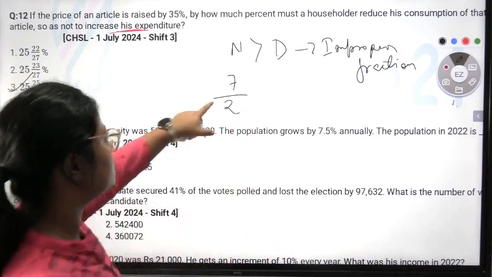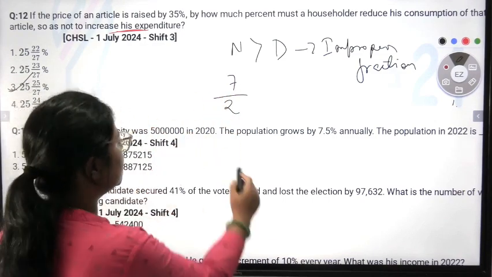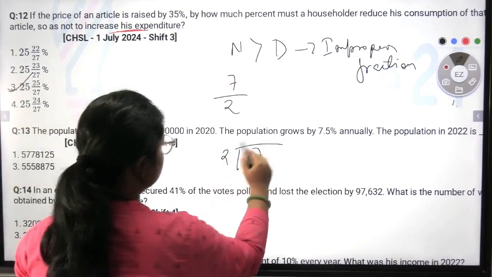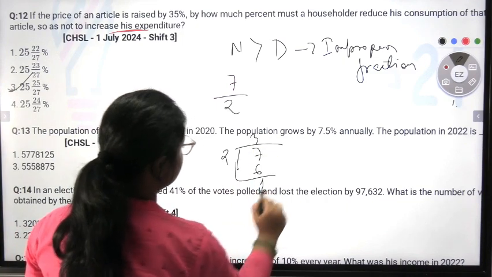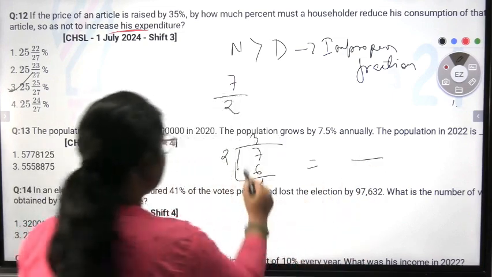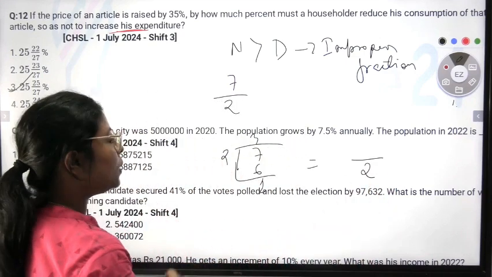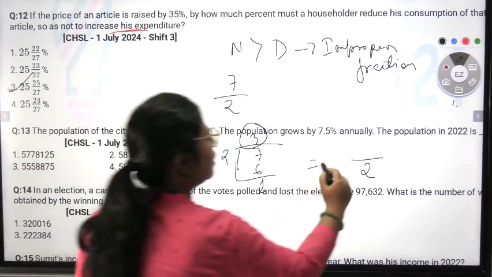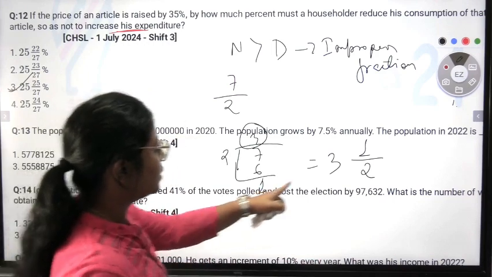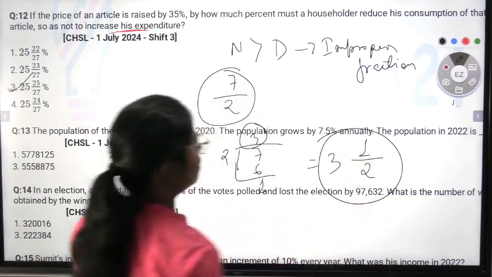This is an improper fraction because the numerator value is greater than the denominator value. Now how to convert this into a mixed fraction? You divide 7 by 2. 2 threes are 6 and 1 is remaining. I will write 2 in the denominator. The quotient is 3, I will write the quotient here. The remainder is 1, so I will write the remainder in the numerator. This is how you write an improper fraction as a mixed fraction.